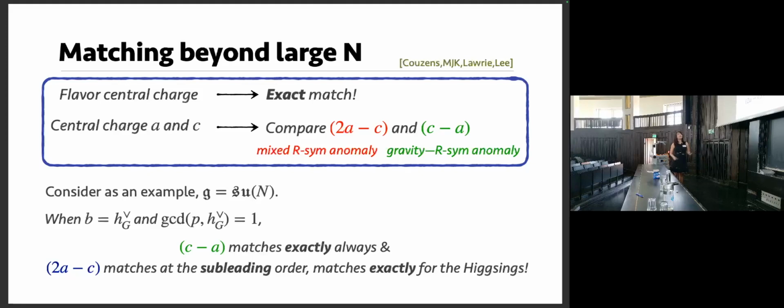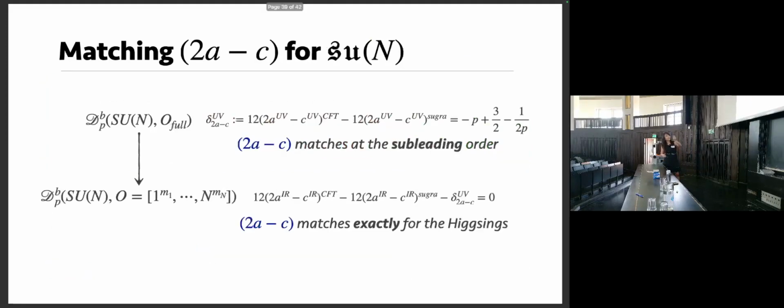And I picked an explicit SU(N) example to demonstrate how it looks. So this is the UV theory, and when we compare the central charge 2A minus C between the CFT side and the supergravity side of the AdS, the change looks like this. And this is explicitly remaining the same, and because P is large, it will be matching at the subleading order.